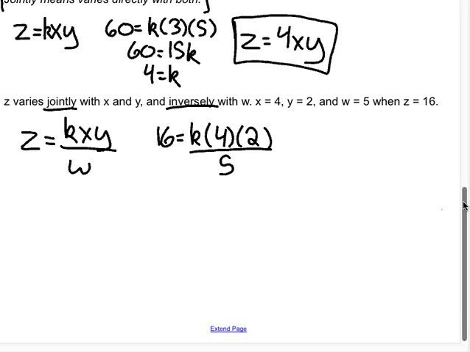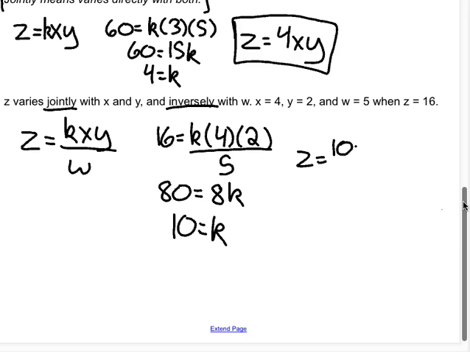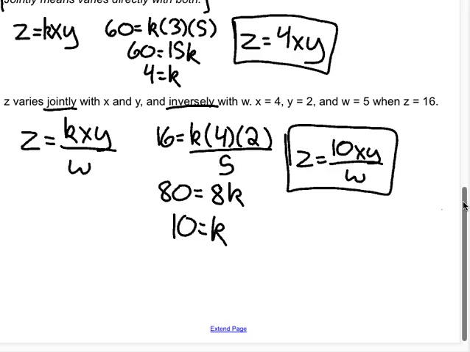So I'm going to multiply that 5 over. So I have 80 over here. And then the 4 times the 2 is just 8. Divide by the 8. I get that my k is going to be 10. So what do I do now? Well, I need to actually put that 10 in. And that is my equation. Once again, never have k in your final equation. You always should put the number you solved for in its place.